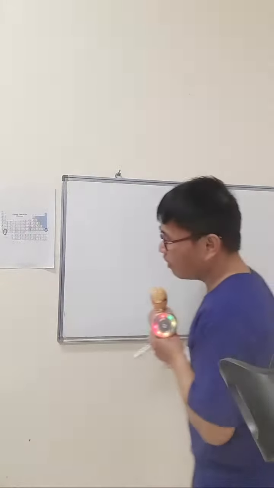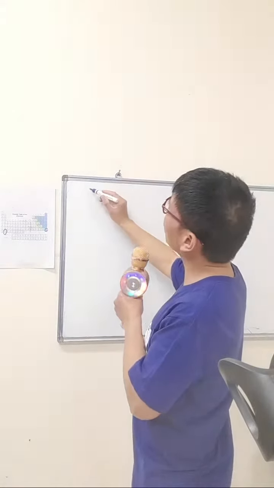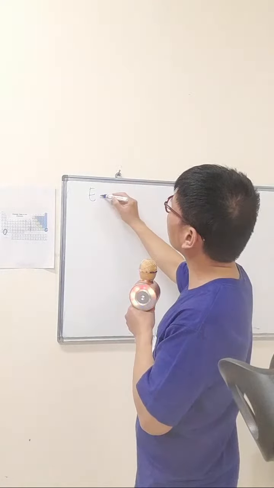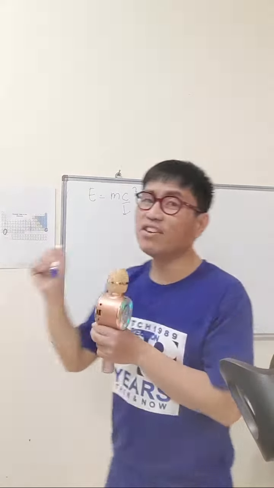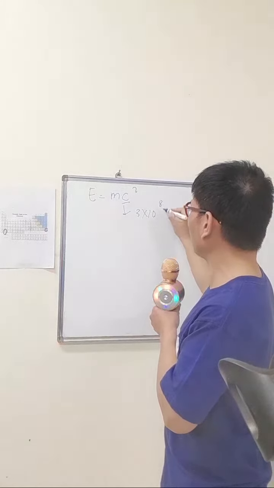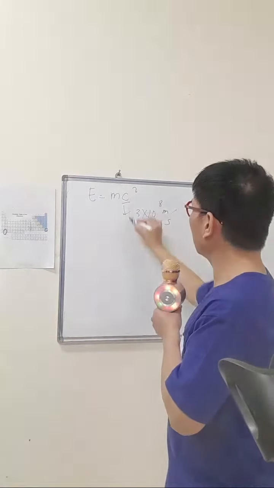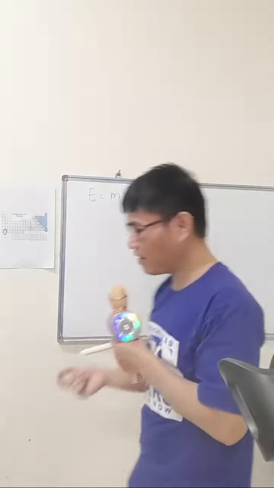Okay? So let's go to Albert Einstein, guys. Albert Einstein's theory of relativity is E equals mc squared. C is the speed of light, equal to 3 times 10 to the 8 meter per second. So if somebody asks, what is the speed of light? Of course, 3 times 10 to the 8 meter per second. How fast is that?